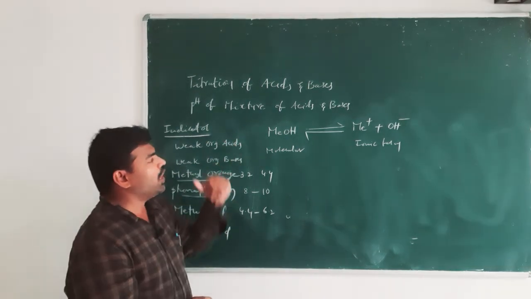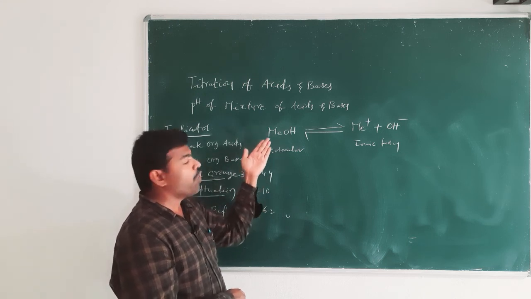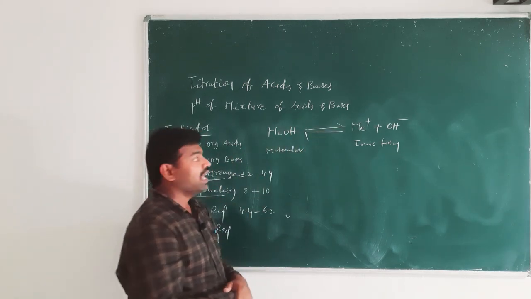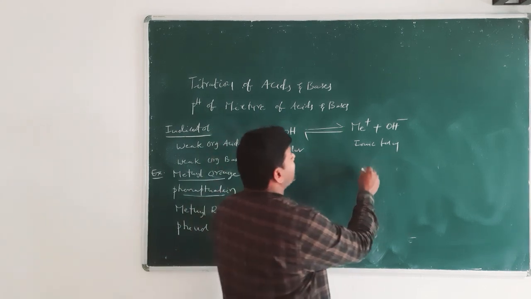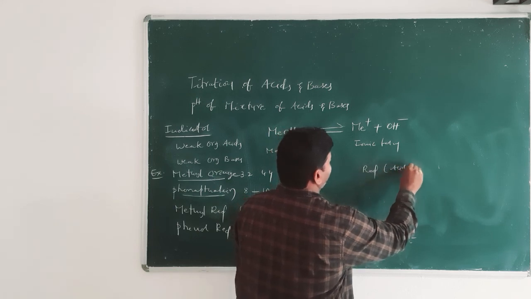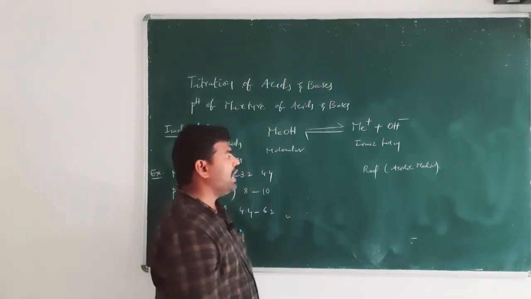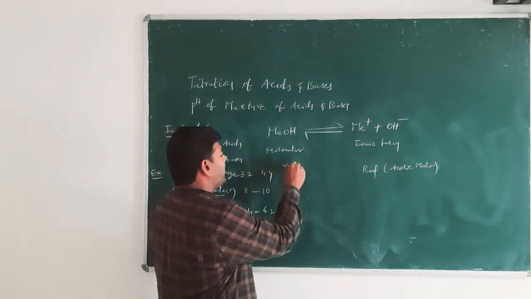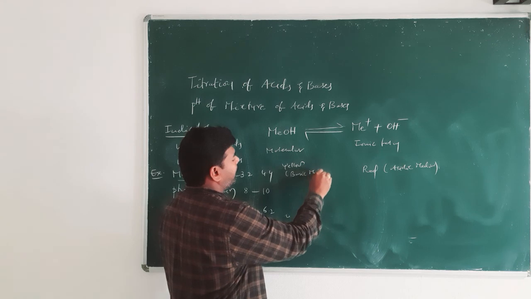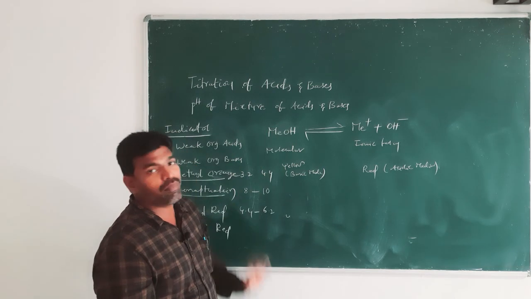Okay, so methyl orange establishes an equilibrium, and there exists an equilibrium between the molecular form of methyl orange and the ionic form of methyl orange, and the ionic form is red in color in acidic medium, and yellow in color in basic medium. There exists an equilibrium between ionic form and molecular form.